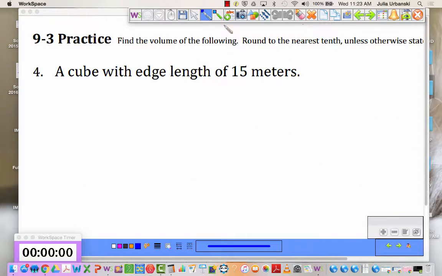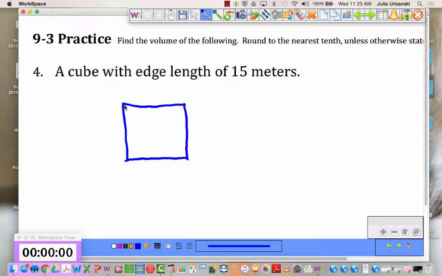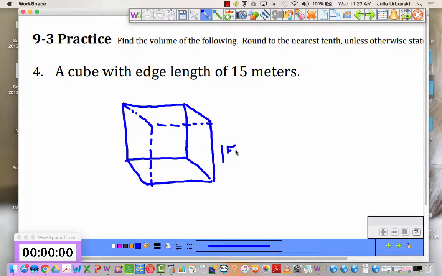What does it mean to be a cube? They're all equal. All sides are equal. Good. Everything's equilateral. So you can draw yourself a cube here, or if you're really good, you can just go ahead and use the formula. Alright, this is the one thing I have a chance at drawing. Alright, it's pretty close. Alright, so it's 15 and 15 and 15.